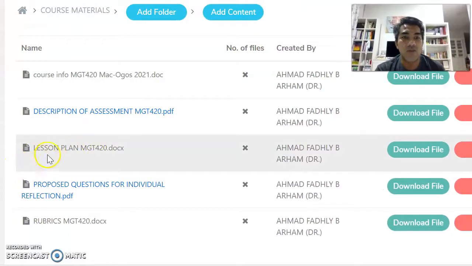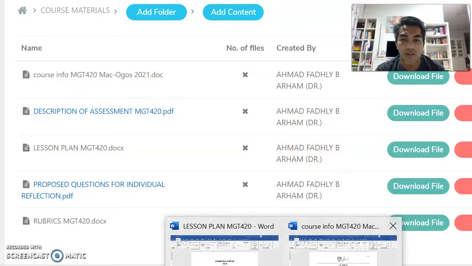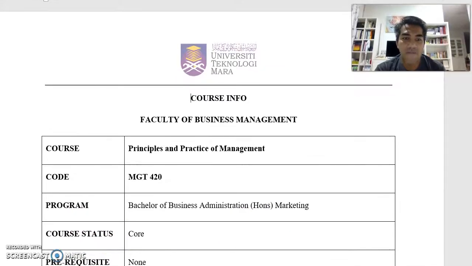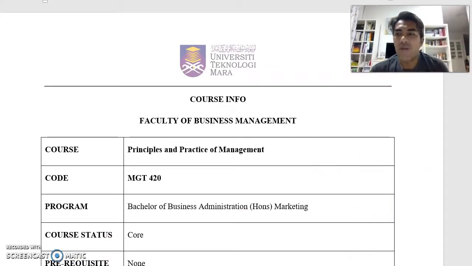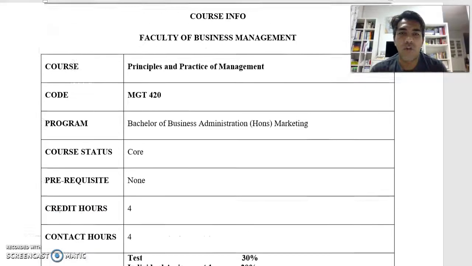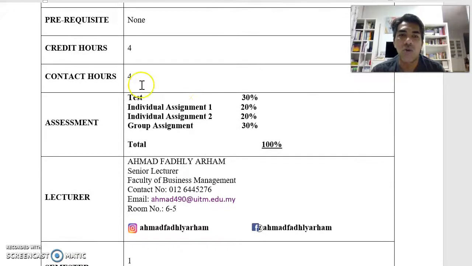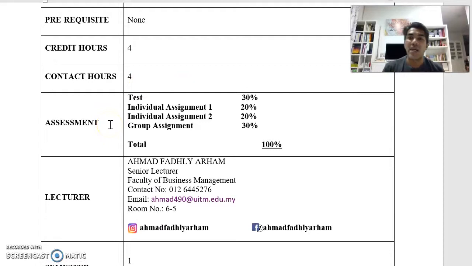Let us go into the course info. I have already opened this course info. This is our course info that you need to have a look at first. When you look into this course info, you are going to be exposed to the name of the course, the code, and most importantly, what the students would like to know: how they are going to be assessed for this particular code.